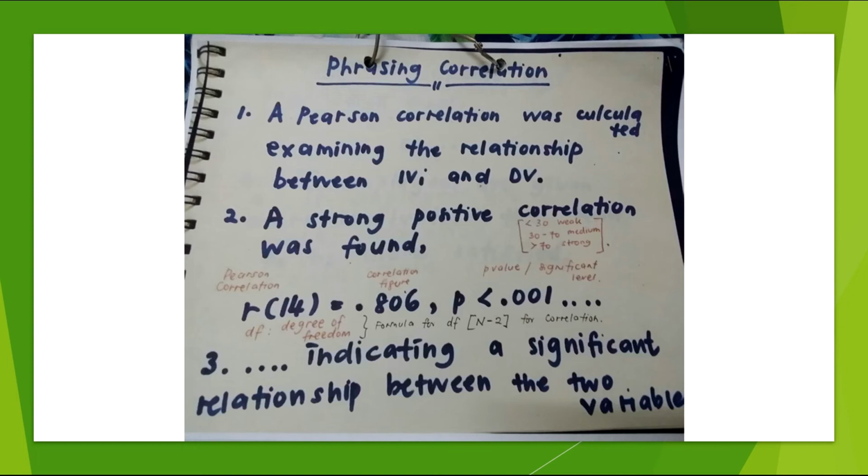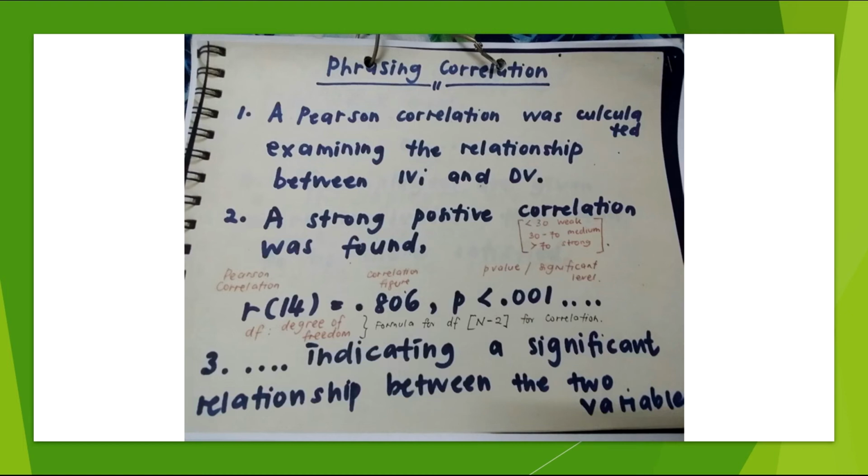Why do you say the correlation was found? Because it is significant here. So p is less than 0.001, which is less than 0.05, meaning that the relationship is significant, and that's the reason why the correlation was found. So if you want to phrase correlation, this is how you write it.